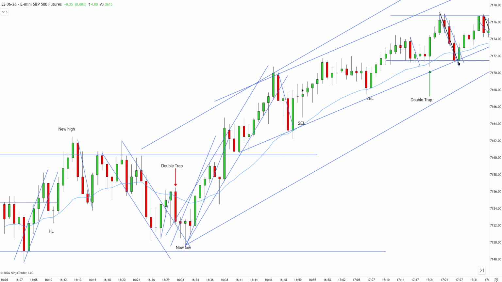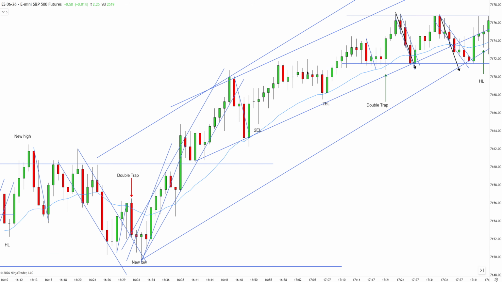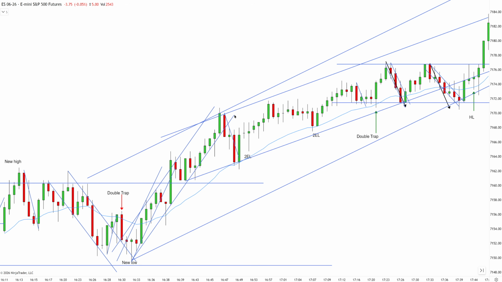You have a second entry long, which you expect a new high for this channel, but it's so far from the EMA you cannot take it. And by the time you get another second entry long to a pullback at the EMA, it formed after the new high was made. So I can only go long here as well. So I just need to be patient now.